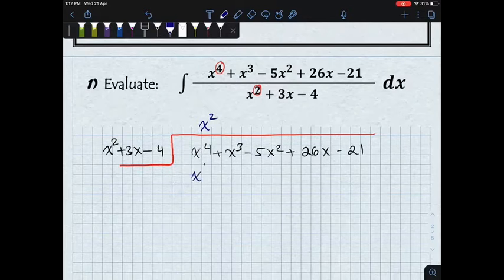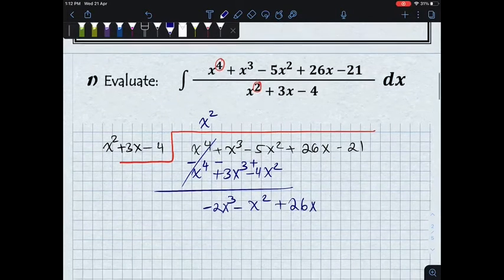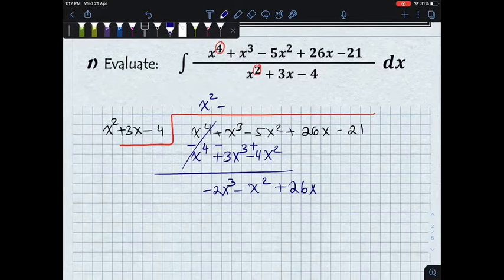Using x squared, multiplying gives x to the power of 4 plus 3x cubed, yes, minus 4x squared, and then change the signs quickly and eliminate the first term. Negative 2x cubed minus x squared, and drop down positive 26x. Yes, so we can get now negative 2x, multiply gives negative 2x cubed, negative 6x squared and positive 8x.